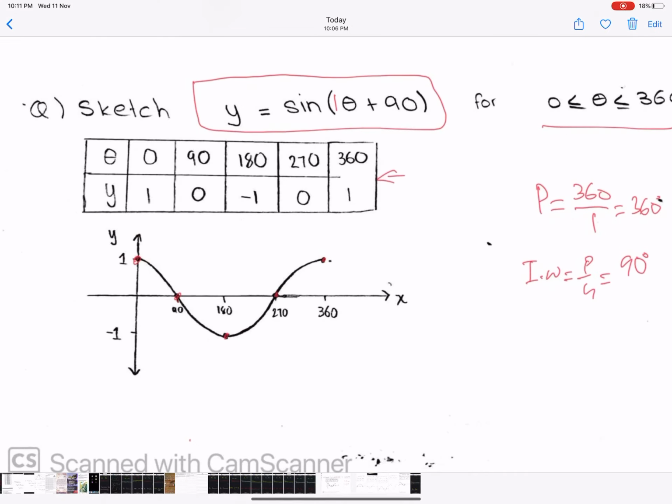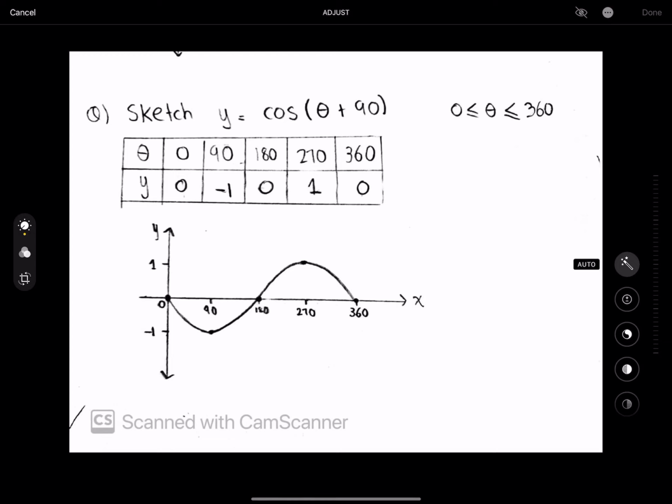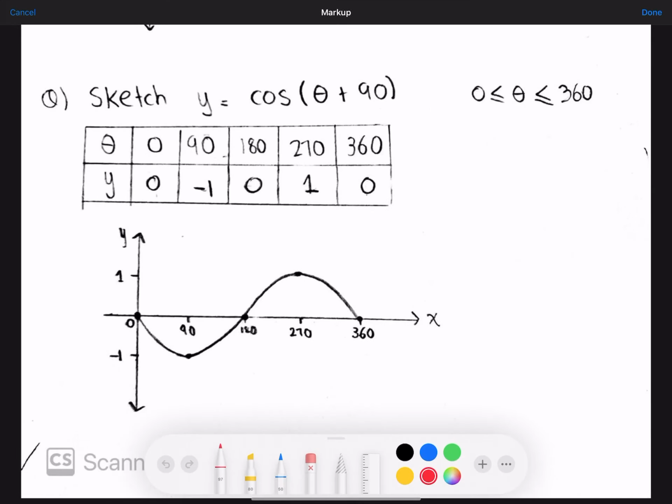Now the next example. We have to sketch cos theta plus 90 for this domain. Again, the period is 360 degrees, and intervals are of 90 degrees. Make the table for the values of theta and y, and then you can easily sketch the curve. So these curves are very simple. In fact, all sketches are very simple. You can just draw the table and then sketch the curves if you want.